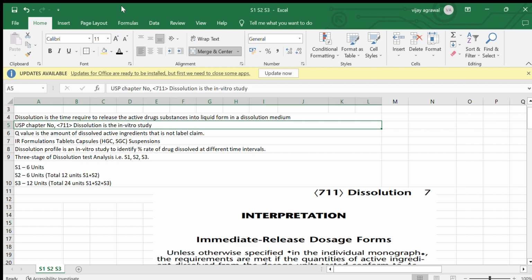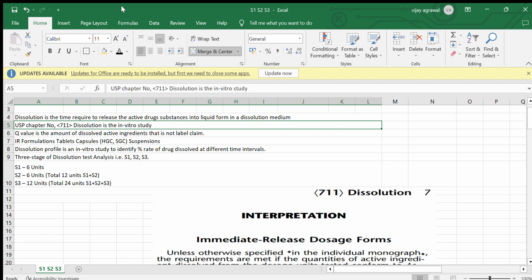See, Q value is the amount of dissolved active ingredient, that is not the label claim. Suppose your formulation is a tablet formulation and it is containing 100 mg of the API. So what will be the Q value? Q value is the amount of active ingredient that is released at the specific time point, and it is the percentage of the label claim.